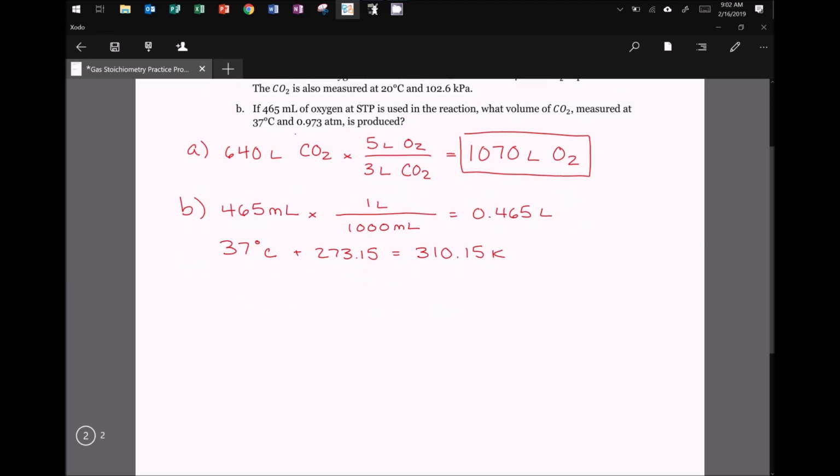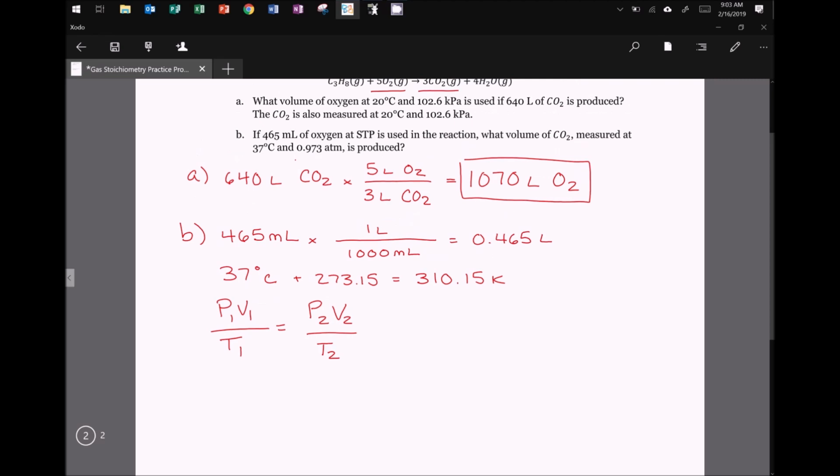So what I'm going to do first is compare my starting conditions to my ending conditions. For this, we're going to use the combined gas law, and that is P1 V1 over T1 equals P2 V2 over T2. Okay, and again, the reason we're using this is because it's telling us that our oxygen is at STP and our carbon dioxide is at a different pressure and a different temperature here, so we're going to need to compare those because our volume is going to change as we go from STP to these other conditions. So I'm going to go ahead and plug in what I have.